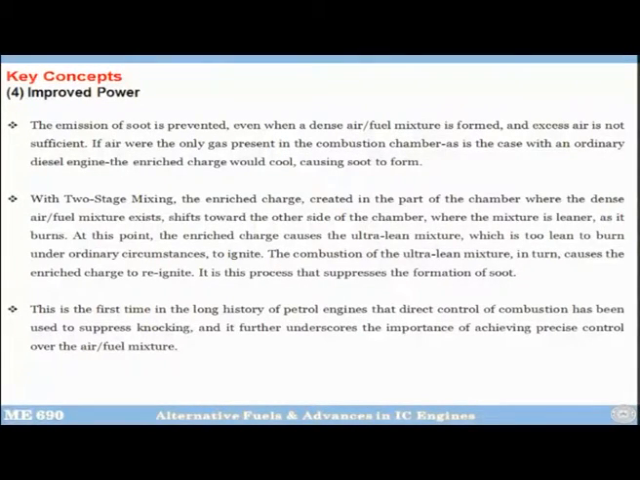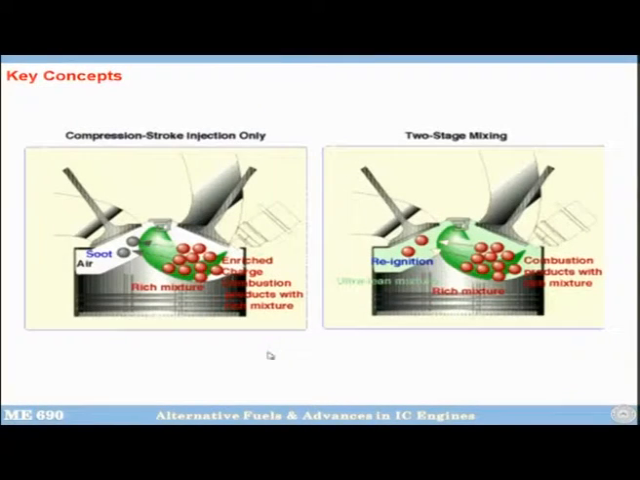So, by this two stage mixing process, we are able to suppress the formation of soot as well as suppress the knocking process. This is the first time in the long history of the petrol engine that direct control of combustion has been used to suppress knocking, and it further underscores the importance of achieving precise control of the air fuel mixing process. Okay. So, this cartoon shows it.